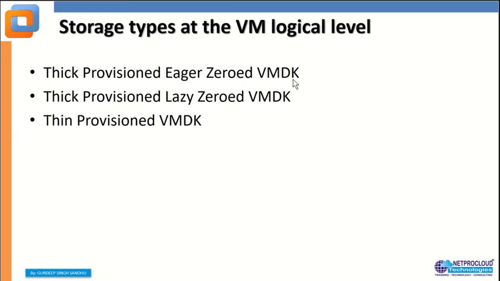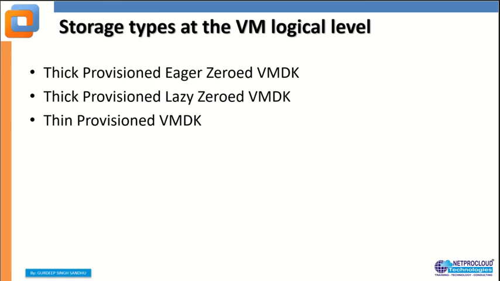Talking about the first type, thick provision eager zeroed. In thick provision eager zeroed, all the space is allocated and the data is formatted. Whatever previous data is present on the disk is deleted and formatted at the time of disk creation. The entire disk space is reserved and unavailable for use by other virtual machines. So eager zeroed takes a longer duration at the time of creation as compared to other formats.